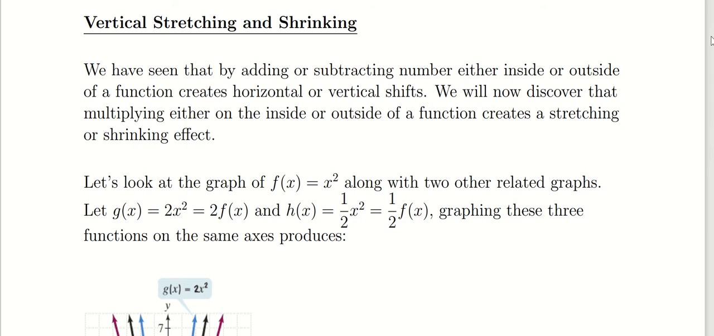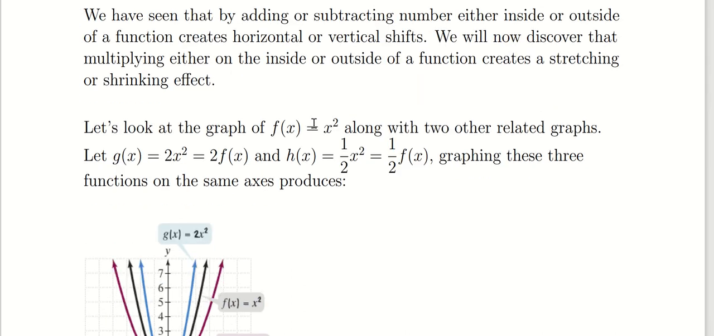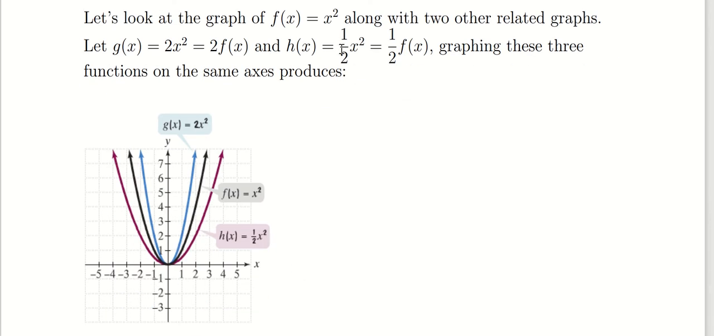The next type of transformations we're going to look at in this section are stretching and shrinking. We have seen that by adding or subtracting a number, whether it be on the inside or outside of a function, creates a shifting effect, whether it be horizontal or vertical. The next type of operation we're going to see is what happens when we multiply either on the inside or outside of a function, and we're going to see that the effect this will have will be a stretching or a shrinking effect.